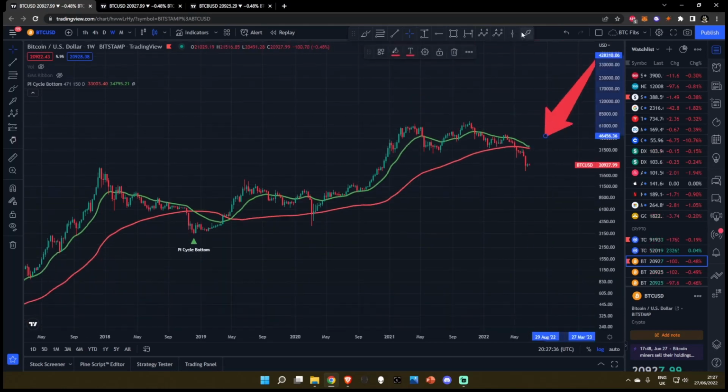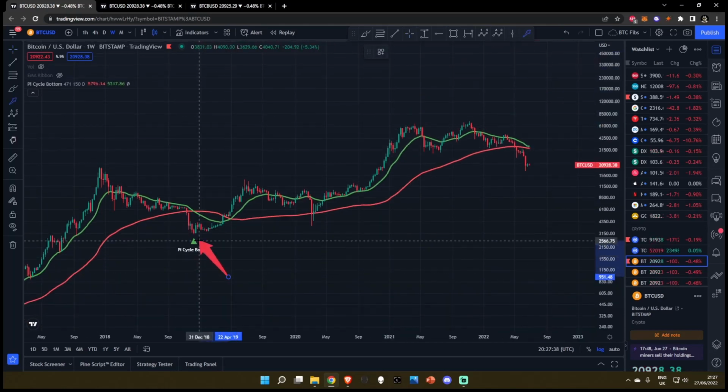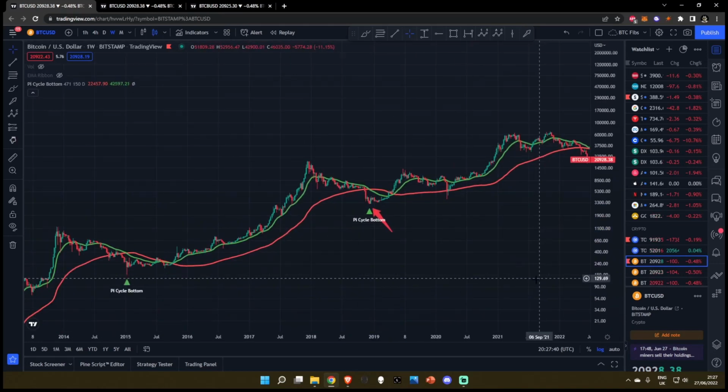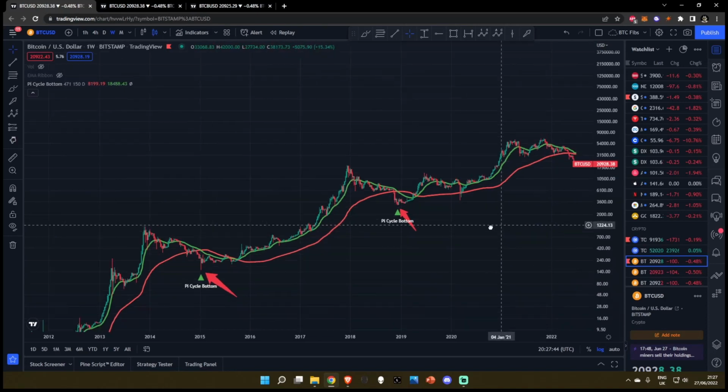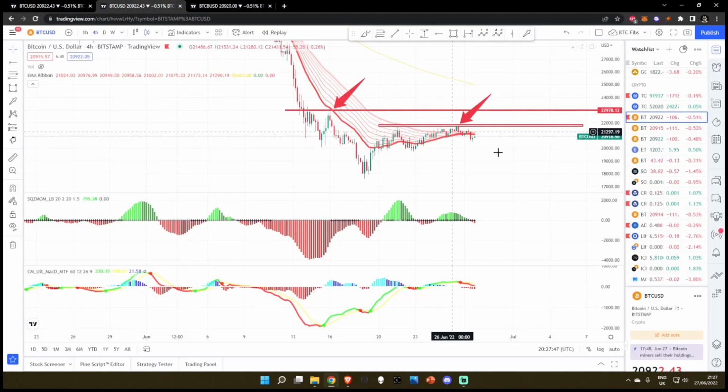We really do not need to spend too much time on the Pi cycle bottom. It is really as simple as the green line crosses below the red line and you have your bottoming indicator. So let's move on from the Pi cycle bottom.